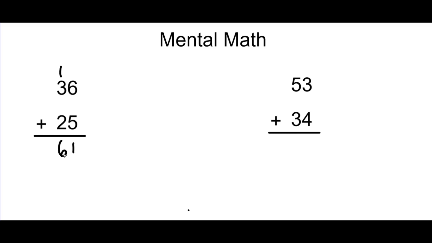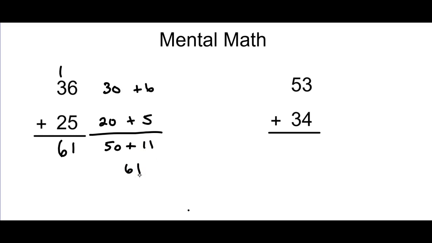And we're going to look at some different ways here. When I do this in my head, I break this up into 30 plus 6 and 20 plus 5. So in my head, I look at it like that. And I add straight up and down here, and I say, okay, that's the same thing as 50 plus 11, which equals 61. So in my head, that's the easiest way to reach that point.